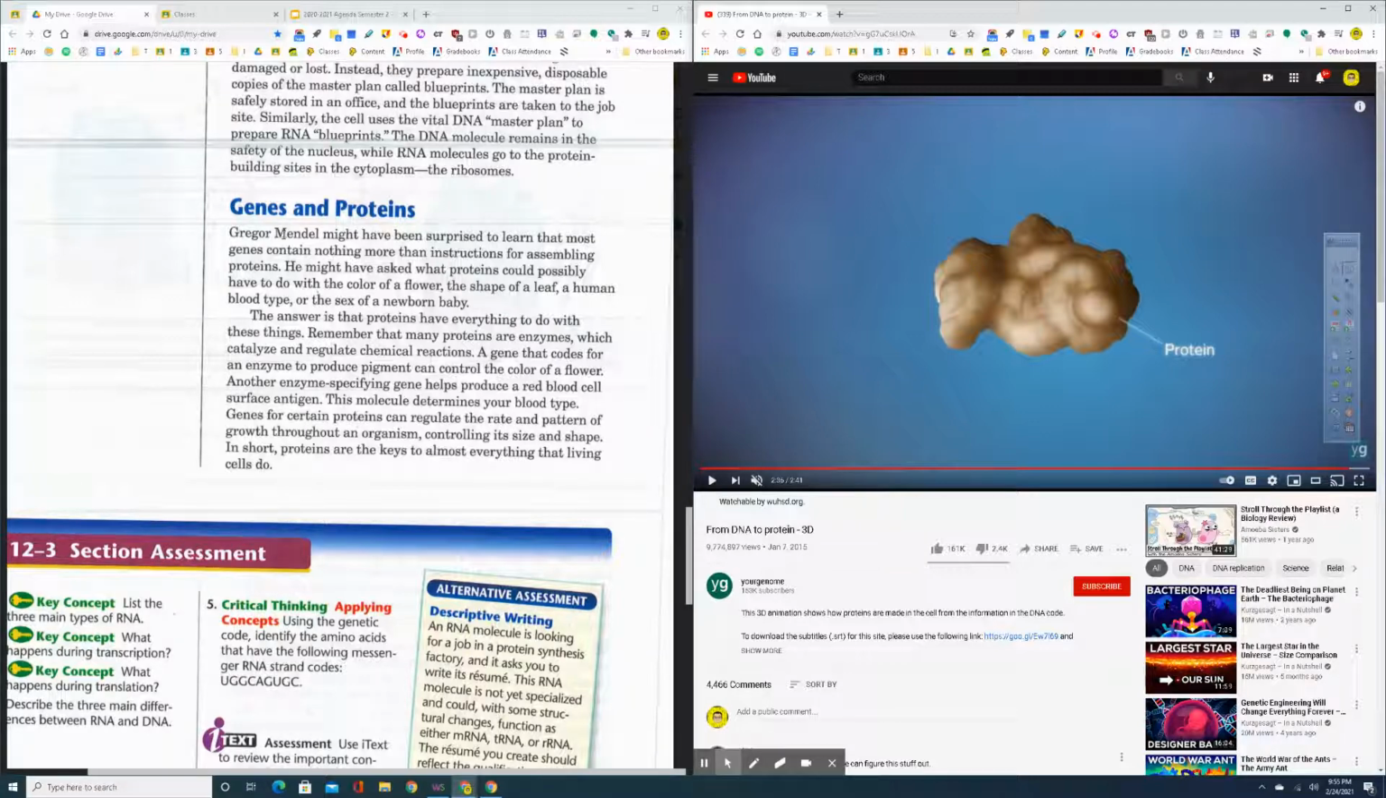Now, Gregor Mendel is a person that we're going to learn next. Gregor Mendel studied genes, but he didn't know what genes were. He didn't even know what genes actually did and how they determine your traits. But let's talk about genes and proteins. Gregor Mendel might have been surprised to learn that most genes contain nothing more than instructions for assembling proteins, as you just saw in the video. He might have asked what proteins could possibly have to do with the color of a flower, the shape of a leaf, the human blood type, or the sex of a newborn baby. The answer is that proteins have everything to do with these things.